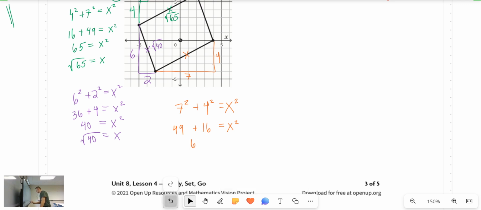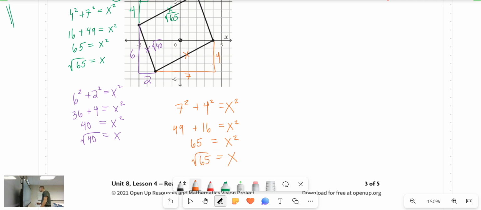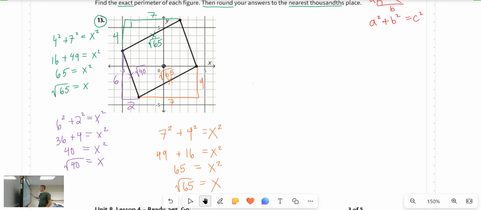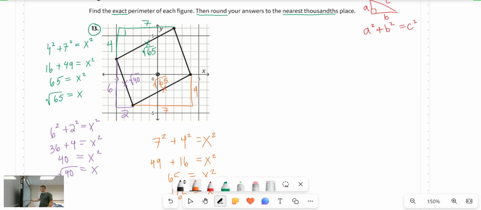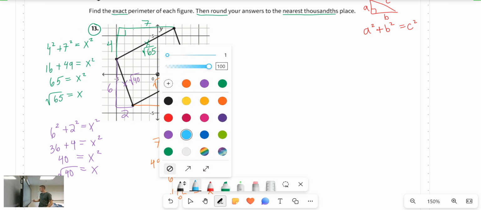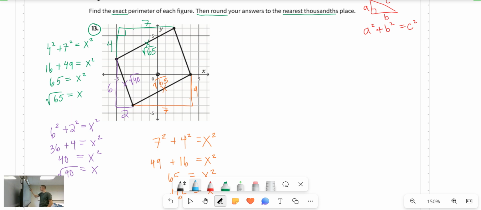But let's go with 65 equals x squared. Square root of 65 equals x. All right, so the square root of 65 is here. And finally, we'll go to maybe a light blue. That'll contrast nicely.